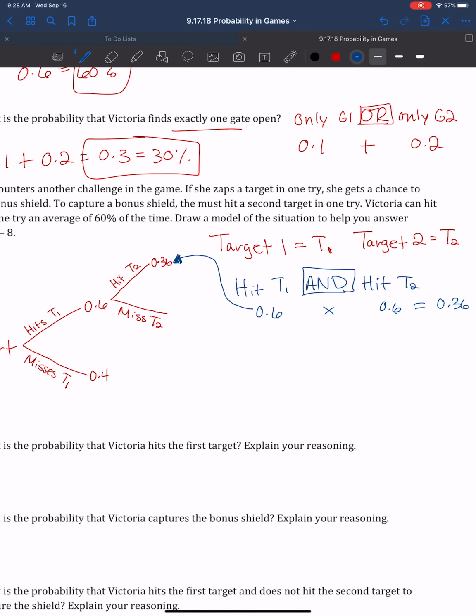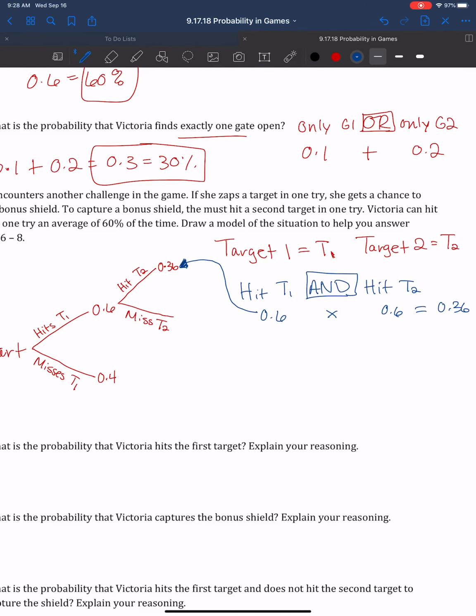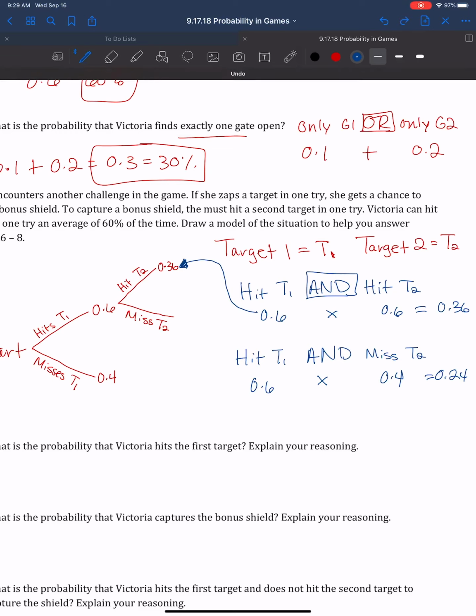Now, probability of hitting target 1 and missing target 2. Okay, hitting target 1 and missing target 2. Well, her ability to hit, 0.6. Her ability to miss, we said, was 0.4. So 0.6 times 0.4, that's going to give us 0.24. So the probability of her hitting target 1 and missing target 2 is going to be 0.24.